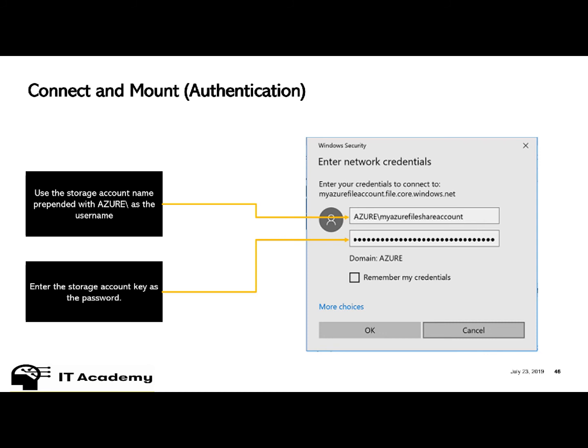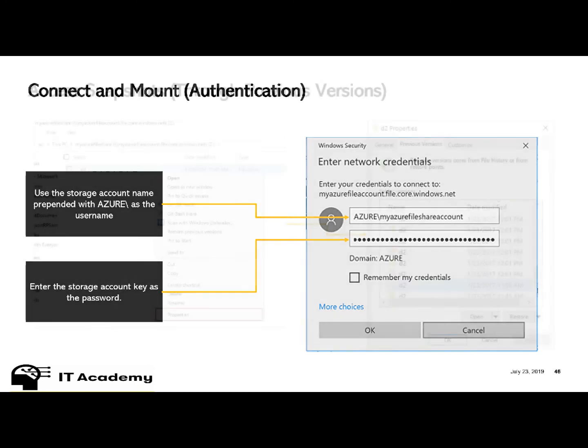Remember, when we're giving people access to a map network drive, we're giving them the ability to potentially create files in there, to delete files and to create folders in there. So when we grant them access, we need to use a key to access that rather than a SAS token.